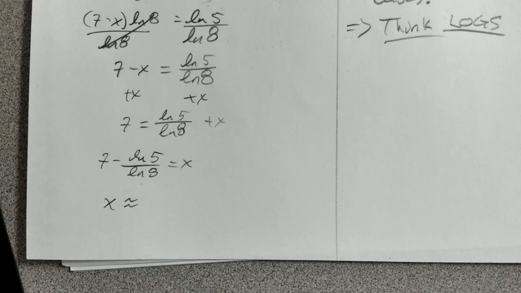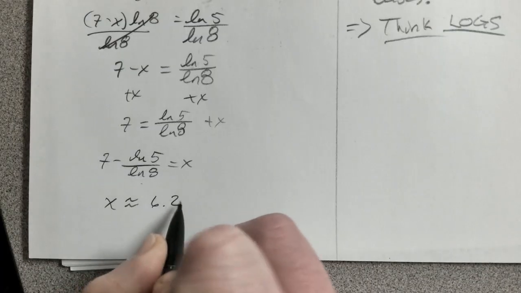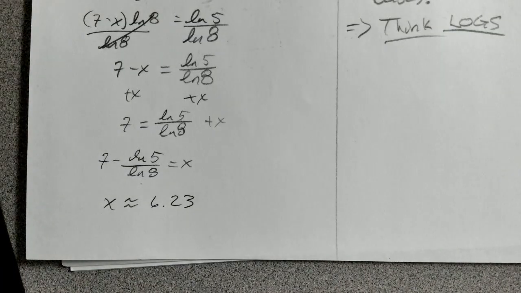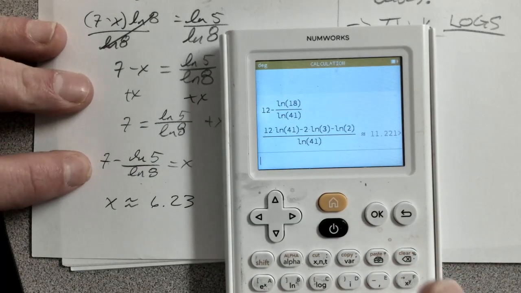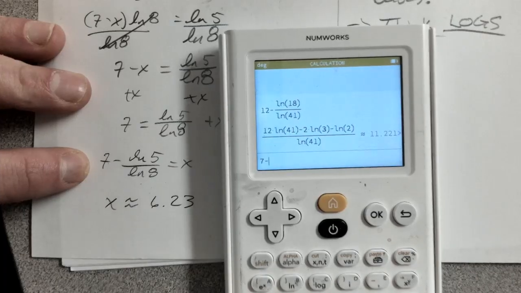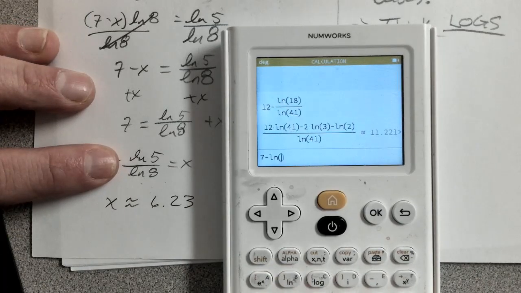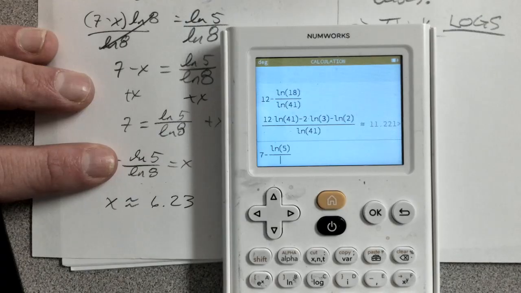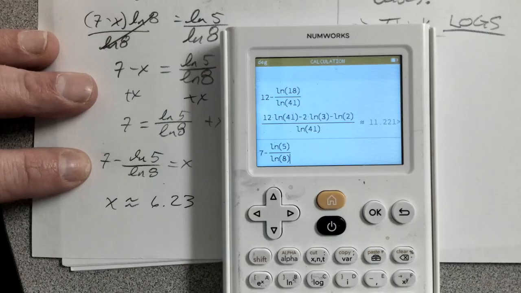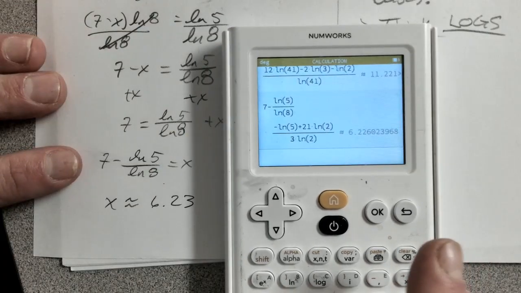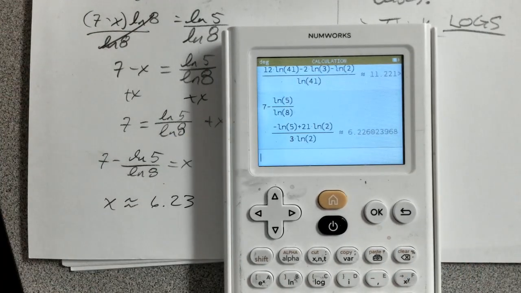All right, what do you got? 2 decimal places. What'd you get? 6.23. All right, Marissa, great job. Let's triple check your work here. So I've got 7 minus the natural log of 5 divided by the natural log of 8. That's exactly the way it's written here, correct? And then when I hit enter, we get 6.23. Hey! Let's go!